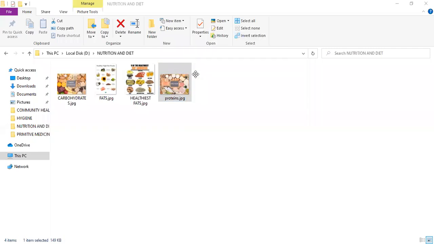All these are the sources of proteins that you have written: meat, fish, pulses, cheese, almonds and all, peanuts. So these are the sources of proteins.